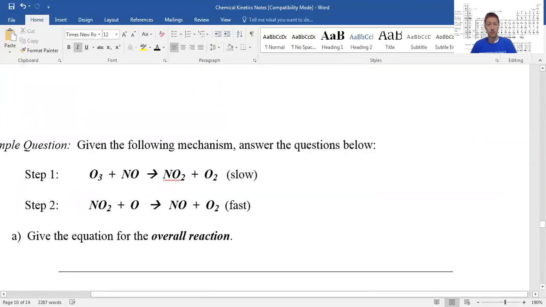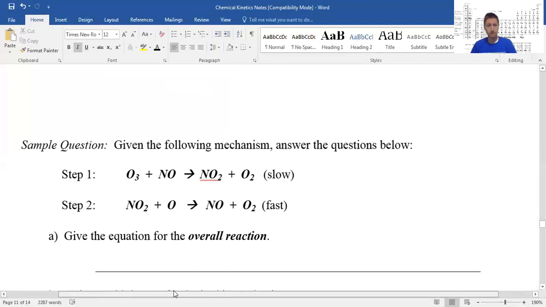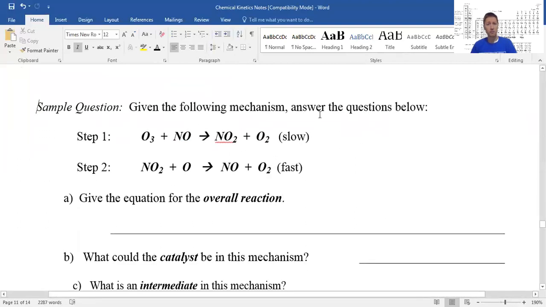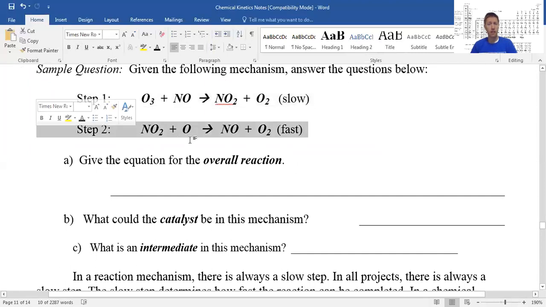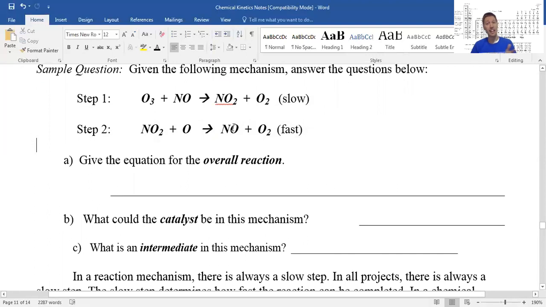All right, let's do a sample together. Here we're given a mechanism, and we want to find out what the actual overall reaction is and identify the catalyst and intermediate. So here we have a step, and we have another step, a 2-step process. If we see something on both sides, as a reactant and a product, it's going to cancel out. So let's actually answer for the catalyst first.